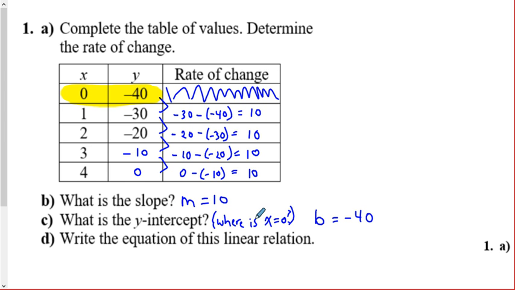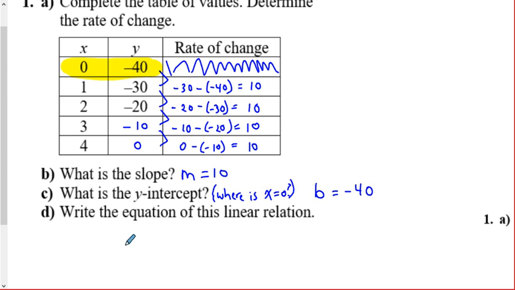So I've got my slope, I've got my y-intercept. What's the equation of this linear relation? Well, here's how we write an equation. We write it as y equals the slope times x plus the y-intercept. So what's that going to look like in this case? Well, our slope is 10, so I'll put in a 10, and my y-intercept is negative 40, so I'll put in a negative 40. So y equals 10 times x minus 40.